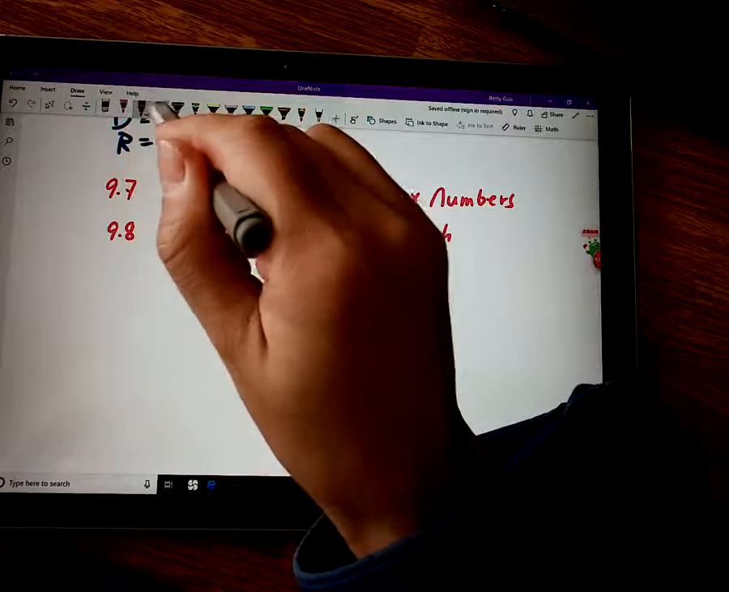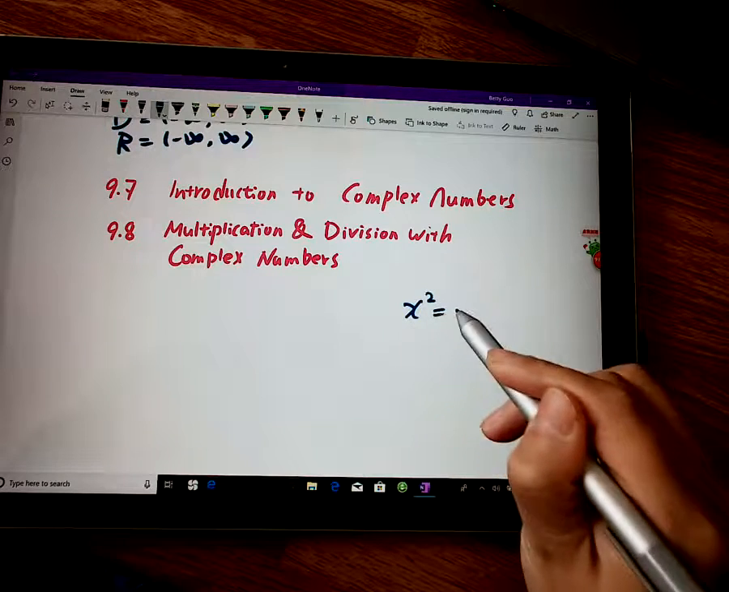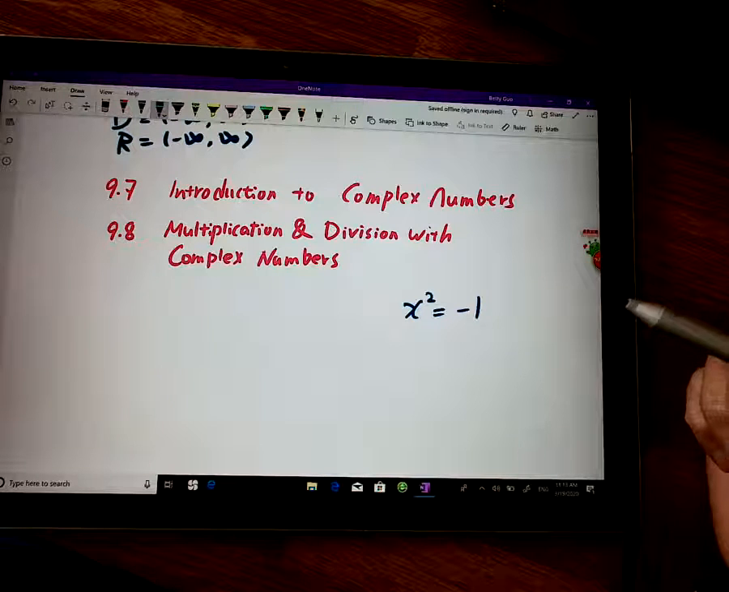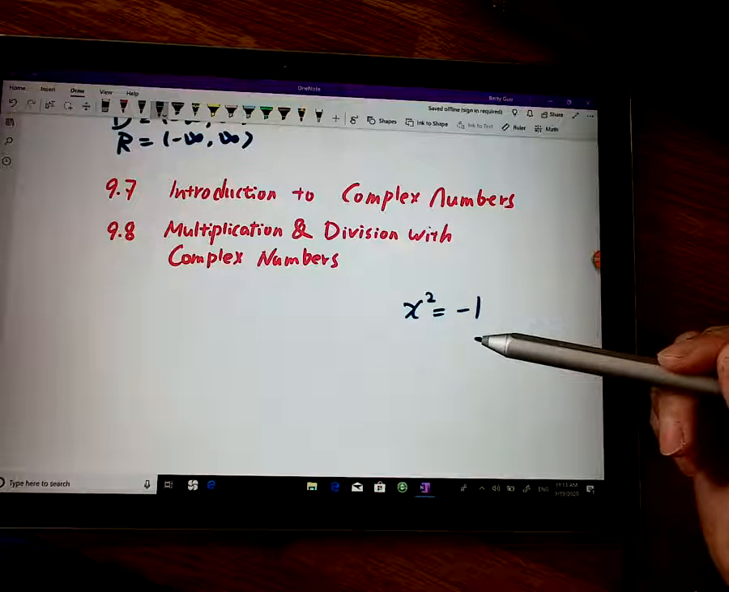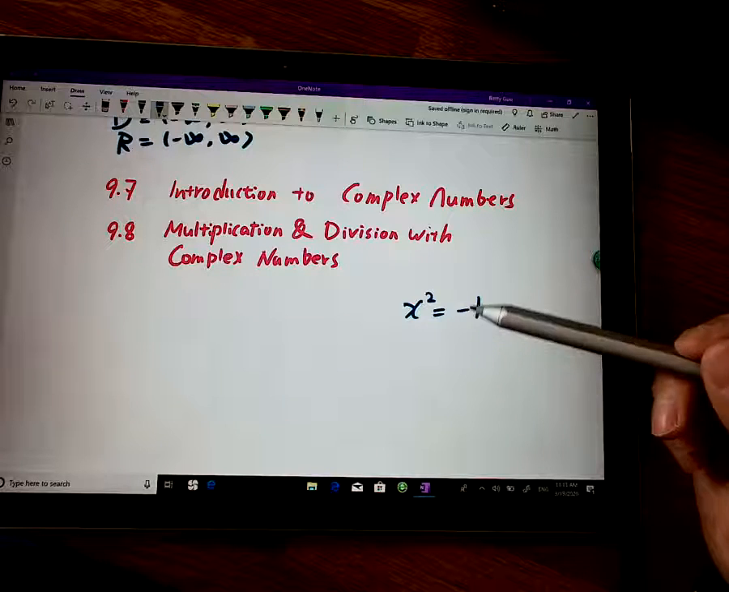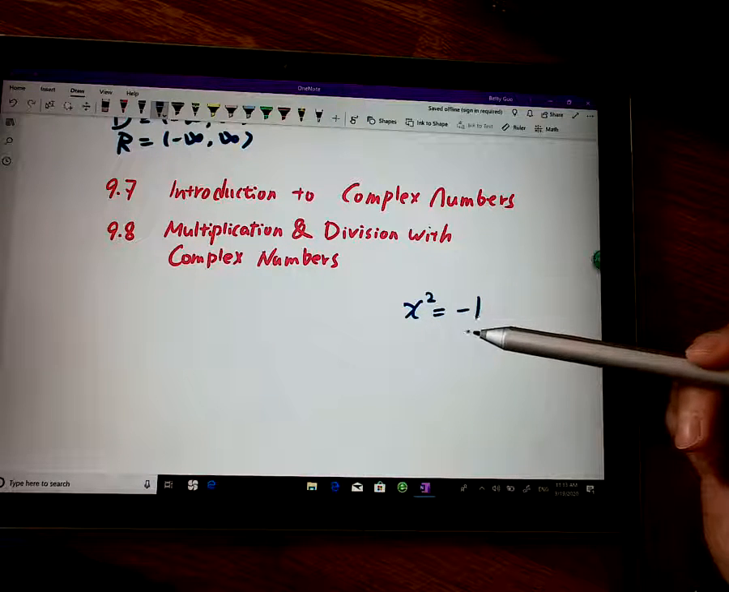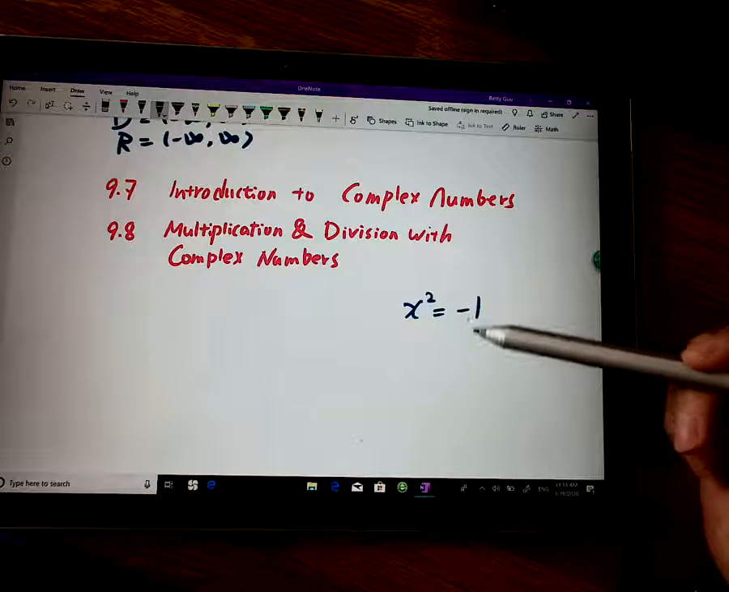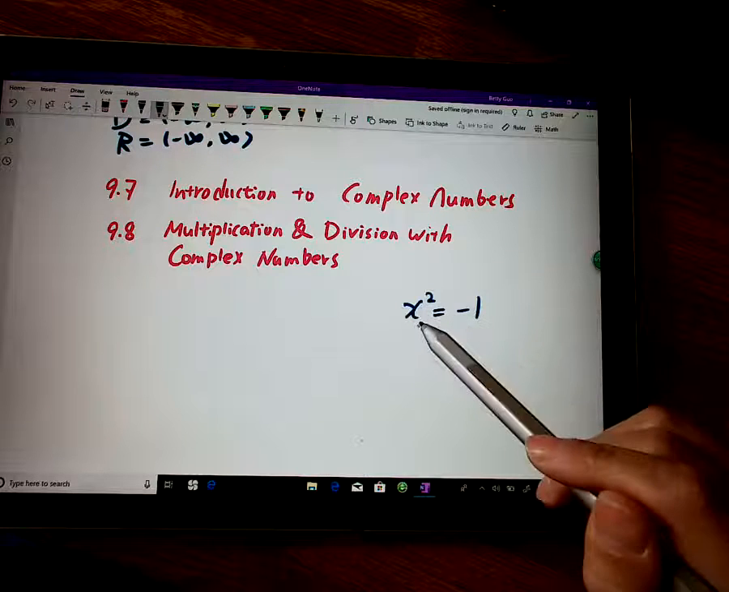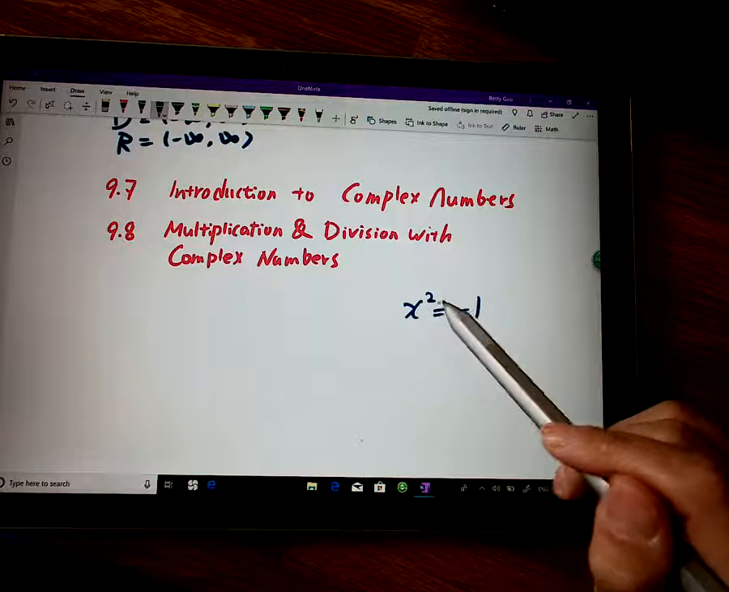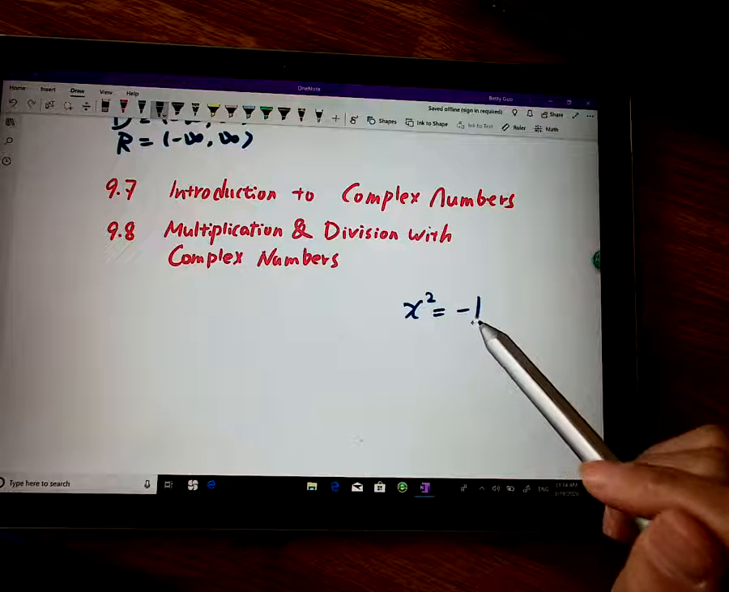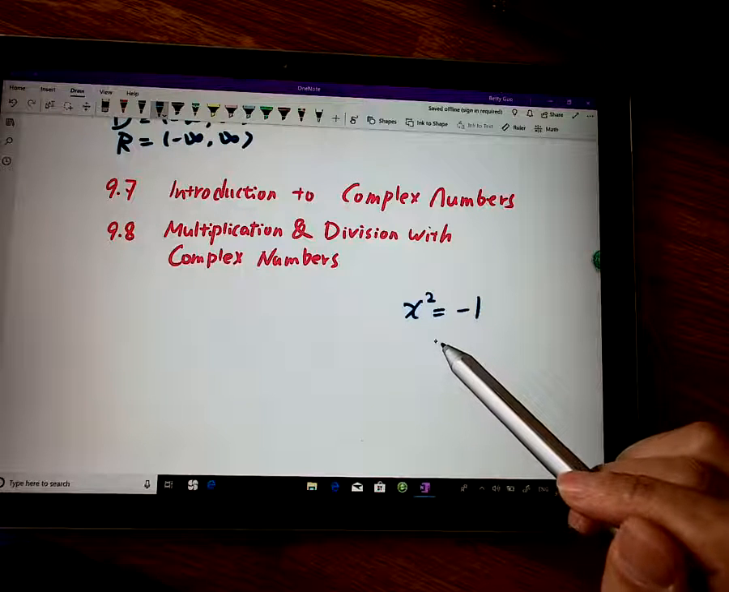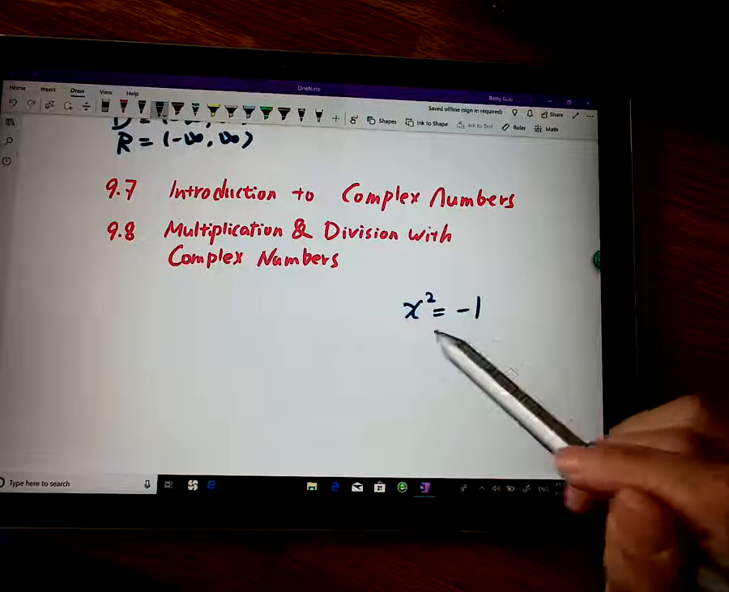So consider this equation, x squared equals -1. How do you solve this equation in the real number set? Just think: the left-hand side is a perfect square, the right-hand side is -1. Do we have any solutions in the real number set for this equation? Not really. No real number raised to the power of 2 would give you -1. So this equation has no solution in the real number set. But we really want to solve it.